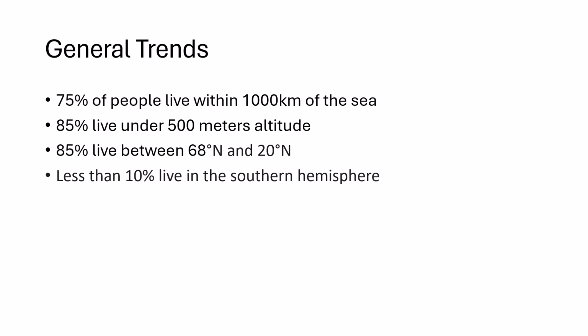There are some general trends to population distribution. Firstly, 75% of people live within 1,000 kilometers of the sea because being nearby to a coast offers many job opportunities like fishing or boating. Also, 85% of people live under 500 meters altitude, as living in high altitudes is actually quite tough. 85% of people live between 68 degrees north and 28 degrees north due to that region being a very neutral climate. Less than 10% of people live in the southern hemisphere, which has fewer land masses and consequently less areas with neutral climate.